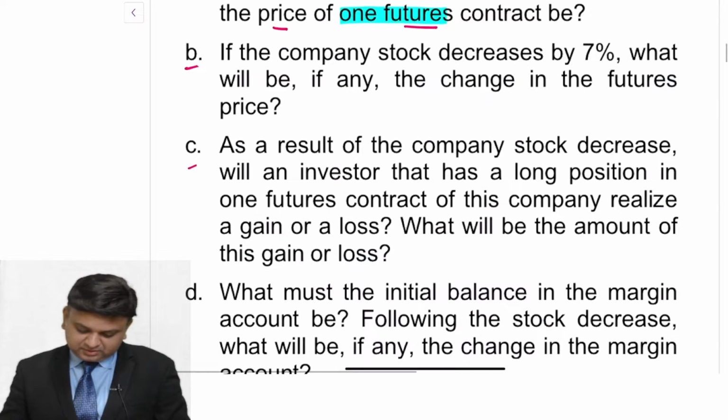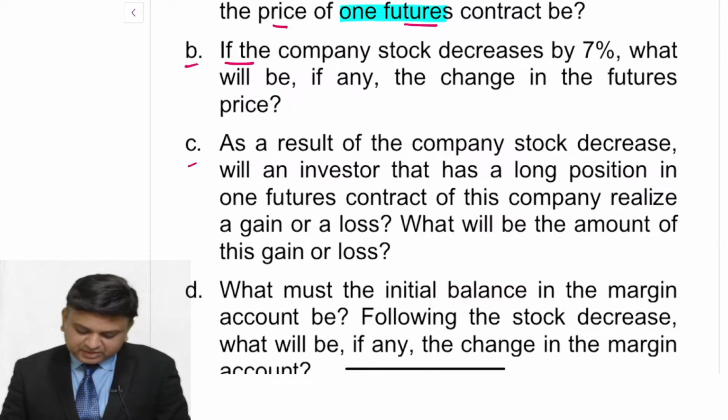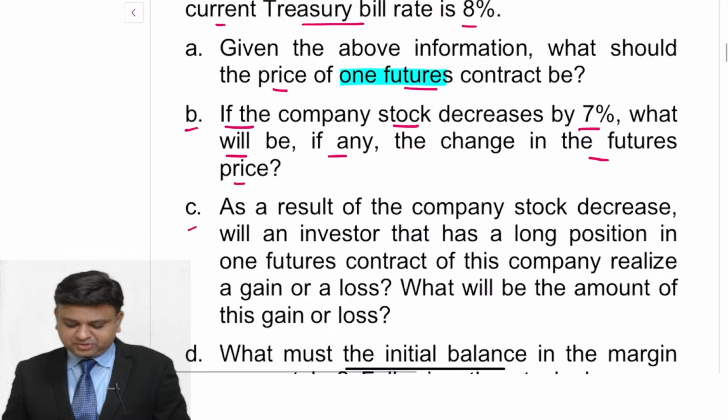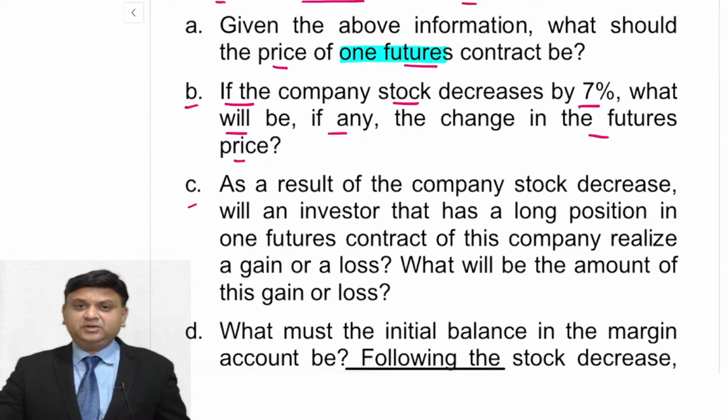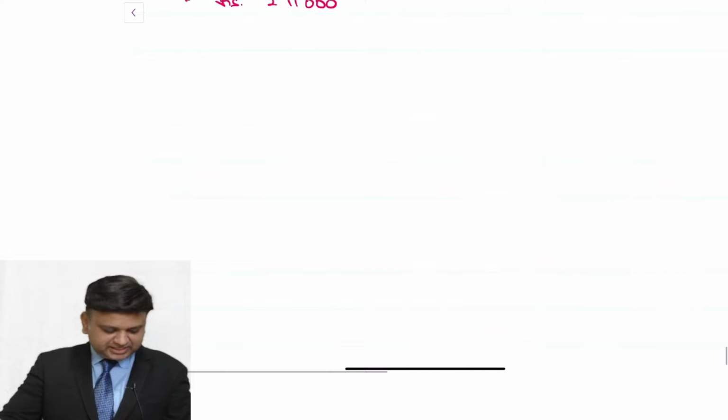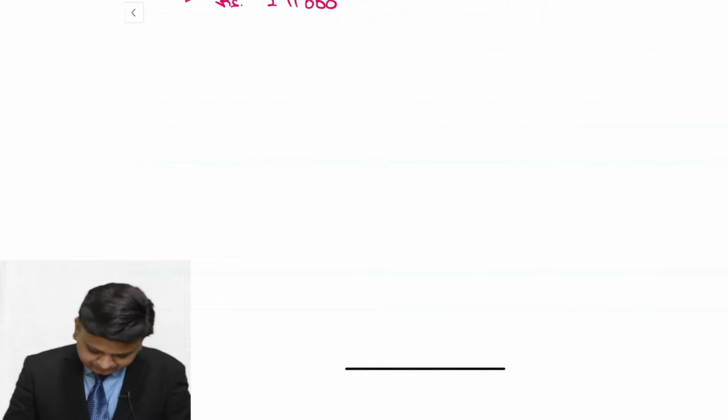B part of the question. If the company's stock price decreases by 7%, what will be, if any, change in the futures price? That is the question. Again, calculate the answer and put it in the chat box. Chalo, write down the answer of the question. Second part of the question, B question.